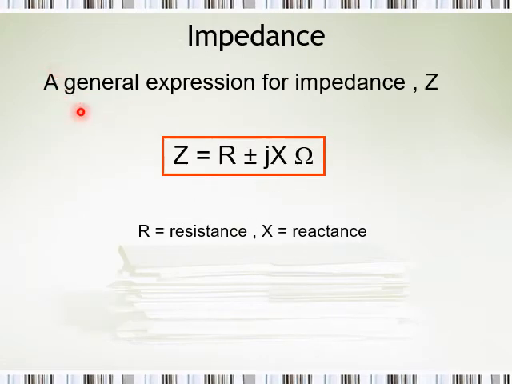If we have a circuit with all those elements, RLC, we can write the general expression for the impedance Z as shown here. Z equal to R plus minus J X, in the unit of ohm. This equation is the general expression for impedance, where R is the resistance element and X is the reactance element, which depends on the value of capacitance or inductance. This is the rectangular form of a complex number.